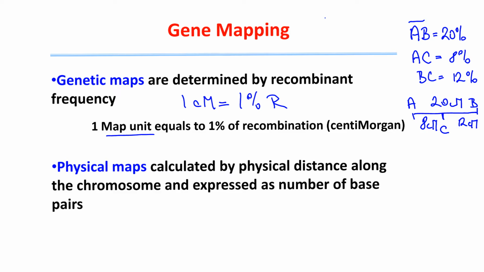So if you want to have an exact map of the genes on a chromosome, you have to construct physical maps. And physical maps are calculated based on distance along the chromosome, expressed as number of base pairs. So in order to construct physical maps, you will have to sequence the genes.